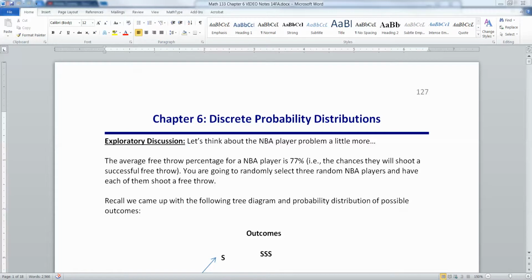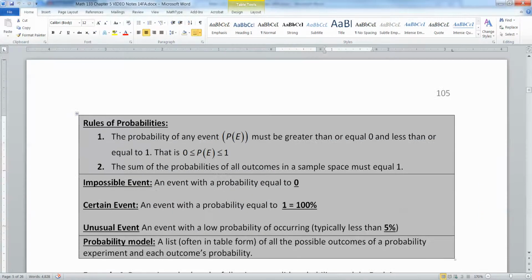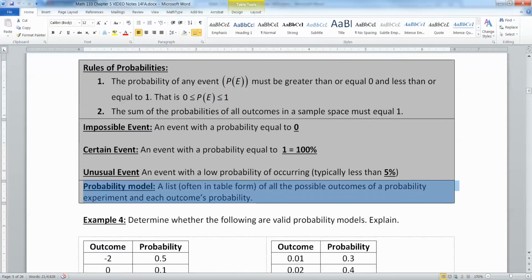In chapters 6 and 7, we're going to now look at probability distributions. And you've run into this a little bit before in chapter 5. If you remember, here were the rules of probability, and we had this definition for a probability model. It's a list, often in table form, of all the possible outcomes of a probability experiment and each outcome's probability.